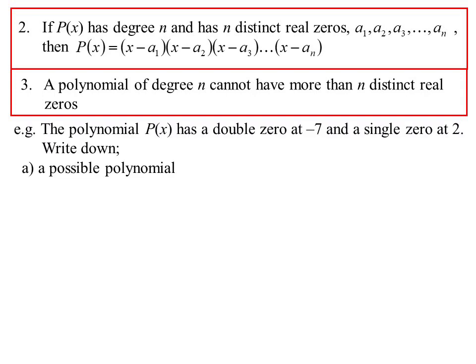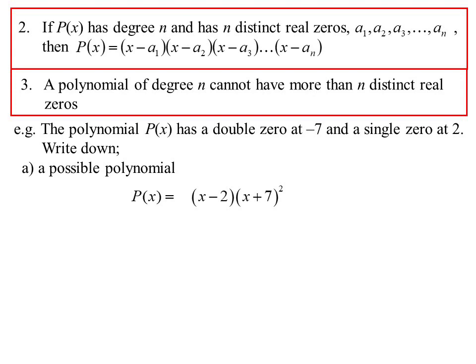Now, we know a polynomial has a double zero at -7. So that zero appears twice. And a single zero at 2. Write down a possible polynomial. By a possible polynomial, I guess they're saying, give me a generalisation that would cover every possible polynomial. I know x minus 2 is a factor, but I also know x plus 7 squared must be a factor, because it's a double zero.